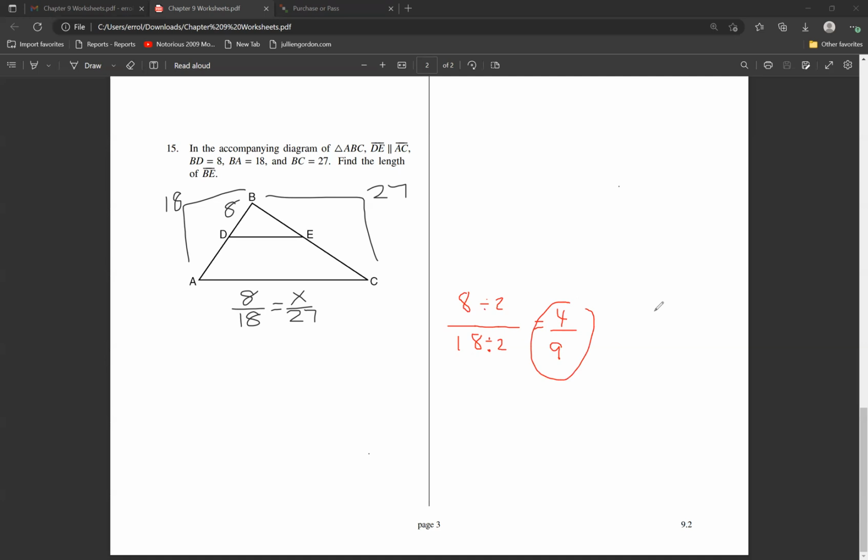Then cross multiply. Would we get the same answer if we left it as 8 over 18? Yeah. We would get the same answer, but the math would be harder. We would have to multiply larger numbers. But we would get the same answer though. Okay. So write 4 over 9 equals x over 27, then cross multiply.